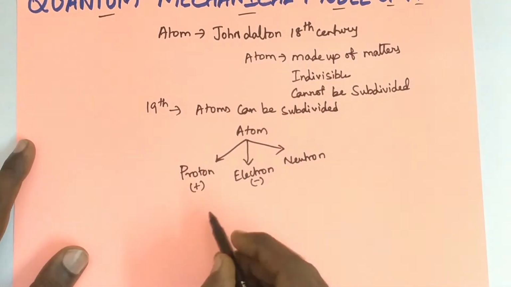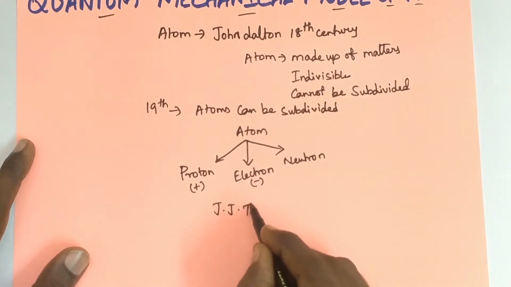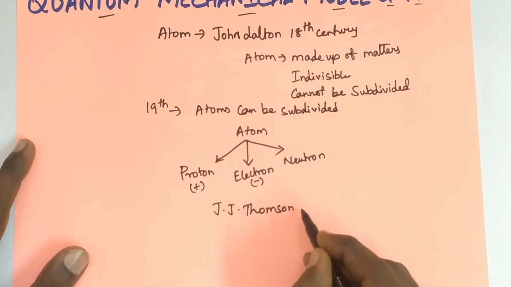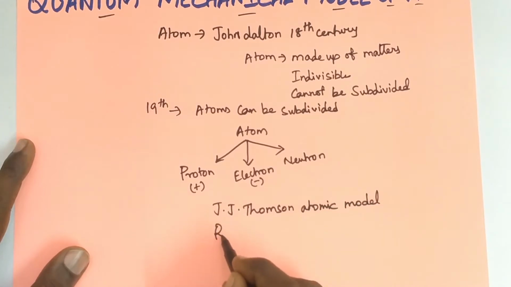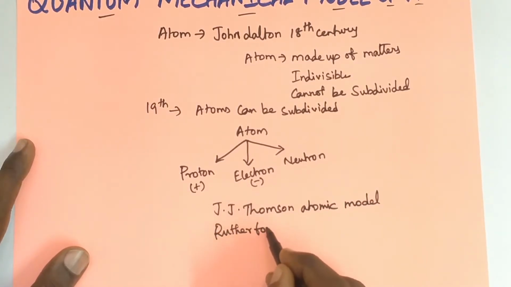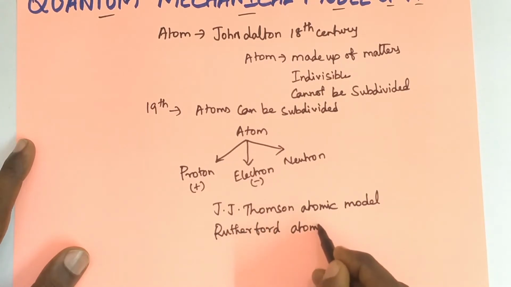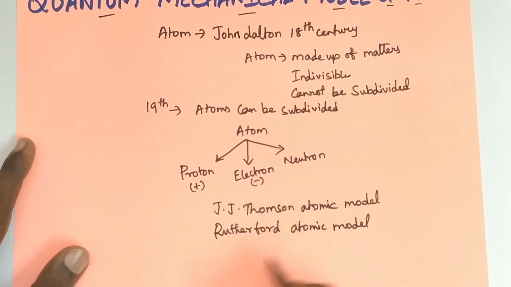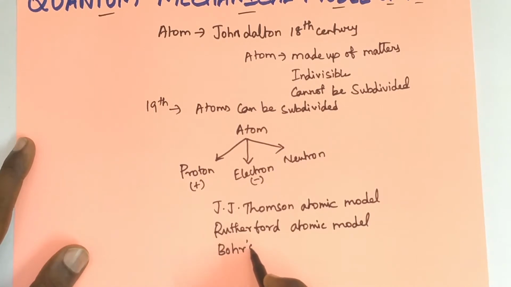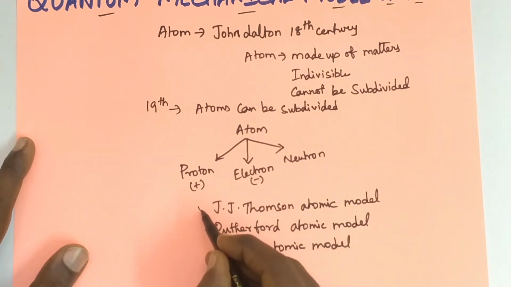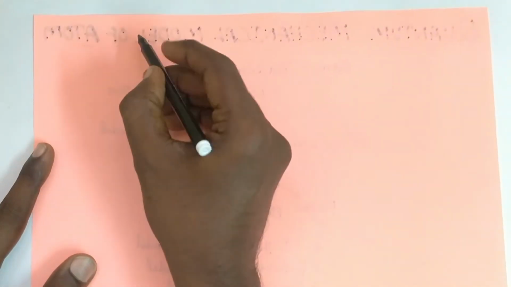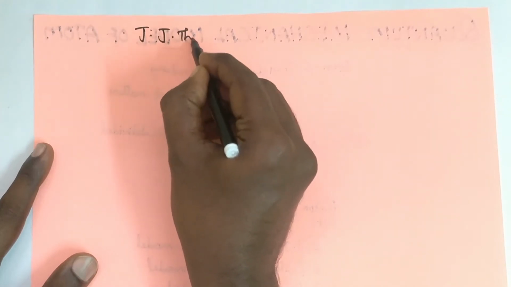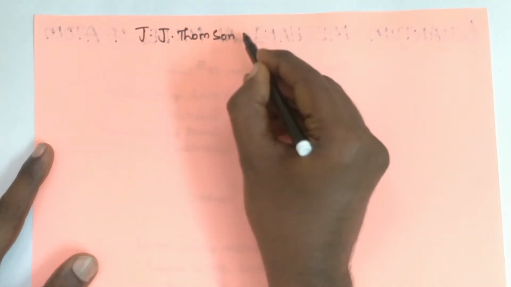Some of the models are the J.J. Thomson atomic model, the Rutherford atomic model, and Bohr's atomic model. Let's see them one by one. First we start with the J.J. Thomson atomic model.